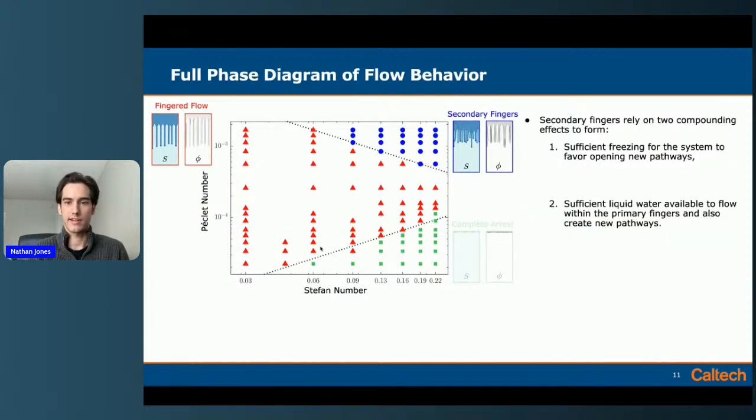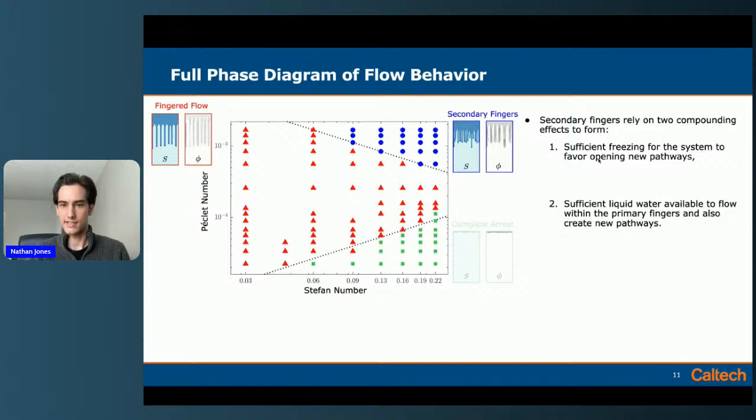And so just to summarize, here I'm plotting Stefan number, again relating to ice temperature, and the y-axis is the Peclet number. If we plot the results here in which we do see secondary fingers and which we don't, so we just see these initial fingers that keep propagating, we notice that the secondary fingers only show up here at rates of high Stefan number and high Peclet number.